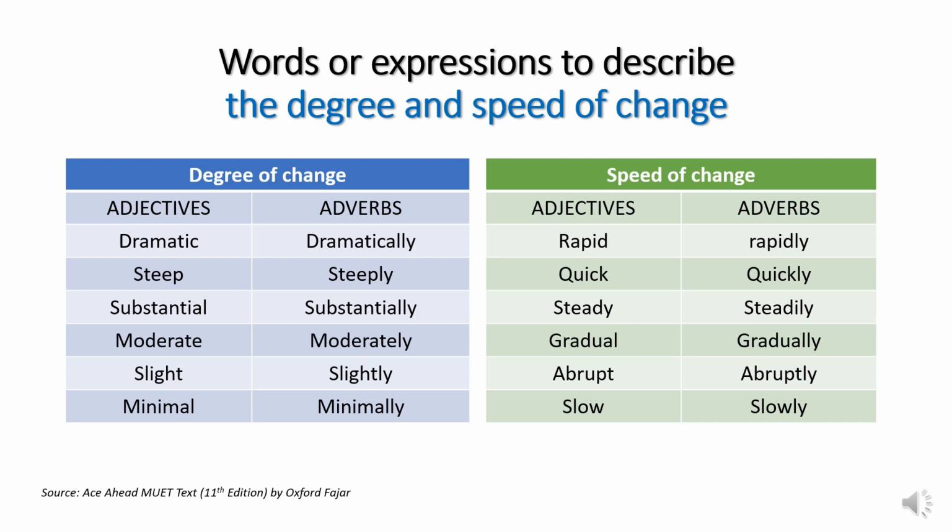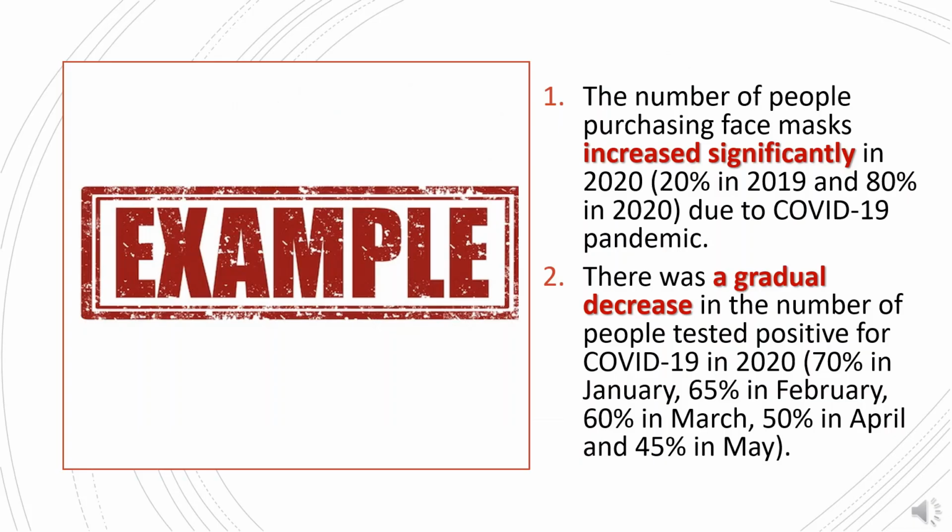Now please bear in mind, whenever you use the speed of change to express the movement, you must make sure that it is describing the trend or the movement accurately. So for example, if you want to use the word abruptly, it has to come to a halt, meaning that it has to stop abruptly.